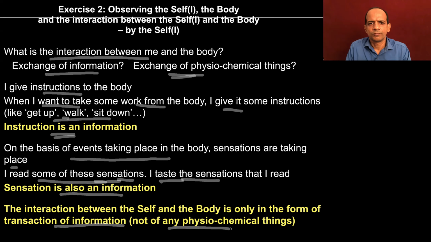Try to observe this. So when we are not aware of the presence of the self and we consider ourselves as body, we consider everything as material. So we may assume that whatever is being transacted between me and the body is also material. But when you observe it closely, you find that this is not material, this is something else. Okay. And it is only an information. So try to observe this interaction. Try to see how you instruct the body, how you receive the sensation from the body, and that this instruction as well as the sensation that you receive from the body is only in the form of information, and there is no material exchange here.